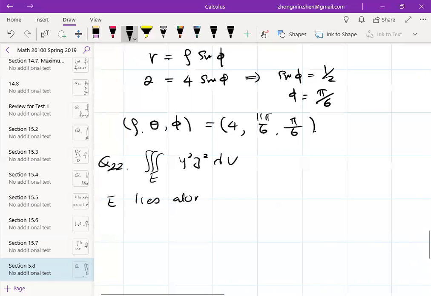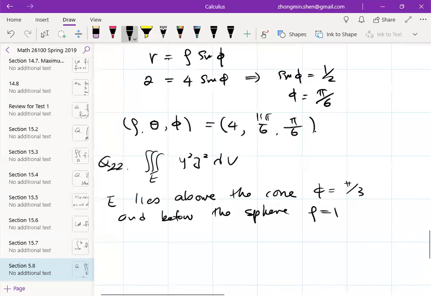above the cone, we are told that this is a cone, phi equals pi over 3, which is already described in spherical coordinates, and below the sphere, rho equals 1. Now, what does that mean?